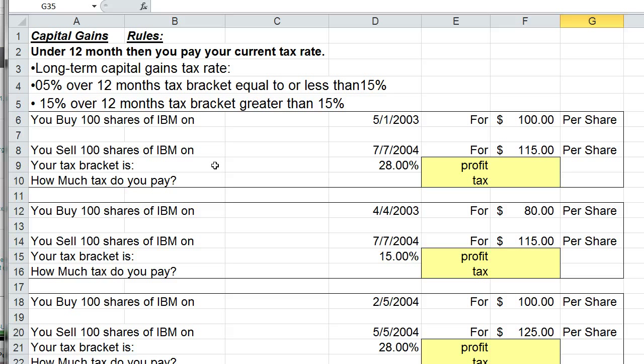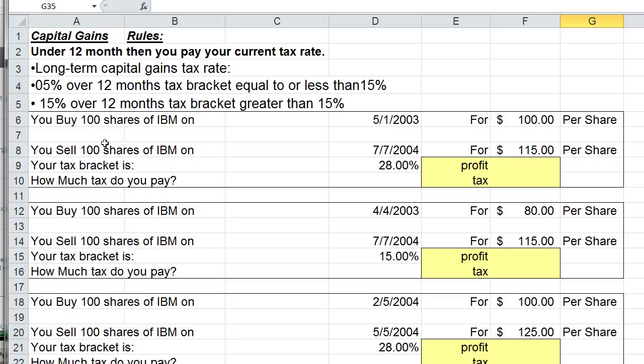So here I have a couple examples, and what we need to understand is that when you trade stocks, they have capital gains, and the capital gains are the difference between the price you buy the stock at and the price you sell the stock at. If you hold the stock over 12 months, for greater than a year, and your tax bracket is 15% or lower, you are only going to pay a 5% tax on your capital gains. If you own the stock for more than 12 months and your tax bracket is greater than 15%, you're going to pay 15% tax on your capital gains.